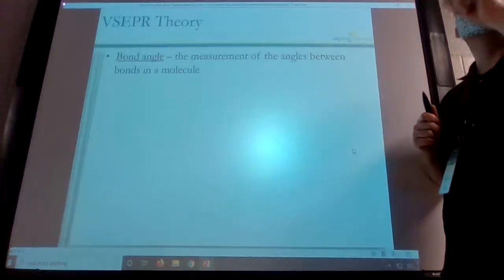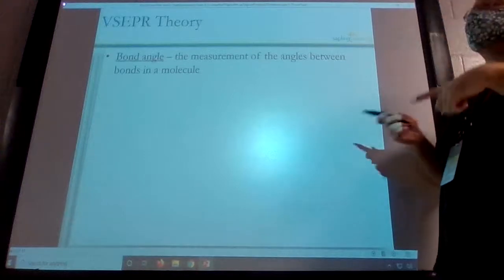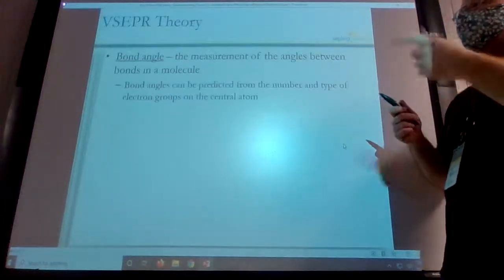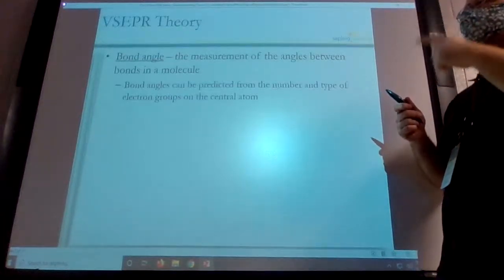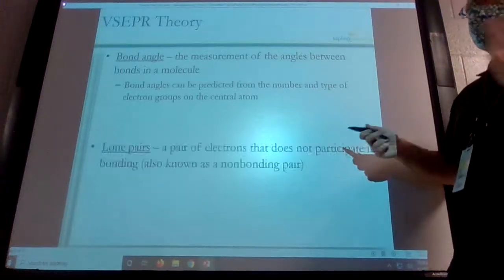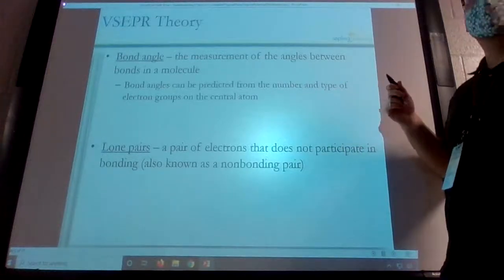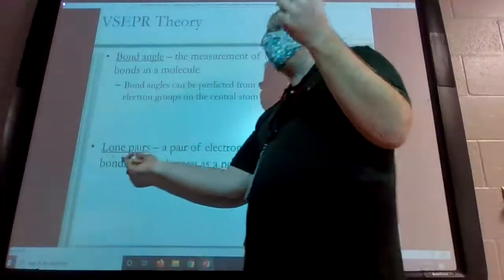So bond angle, we can actually measure the bond angle. Bond angle is the measurement of the angles between bonds in a molecule. Bond angles can be predicted from the number and type of electron groups on the central atom. So we look and see how many bonds there are and how many extra electrons you have, and that can tell you the angle.